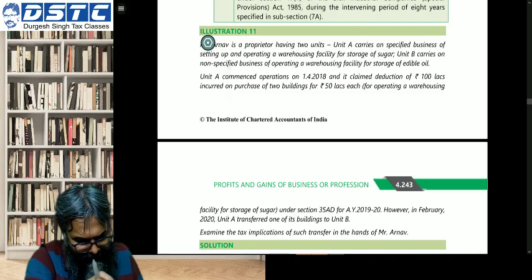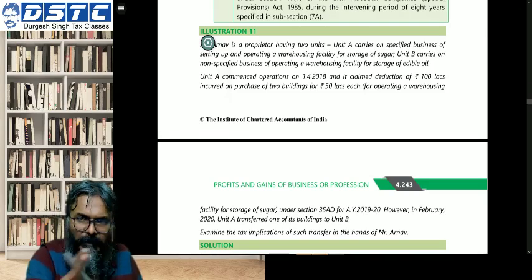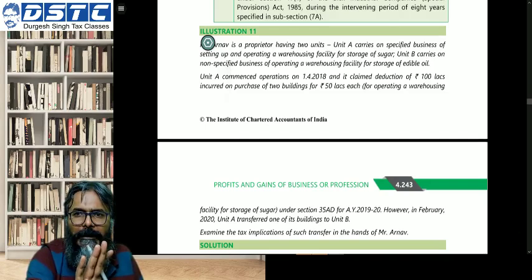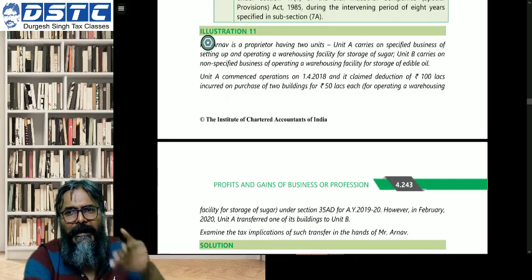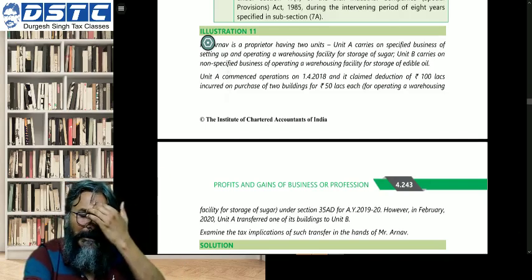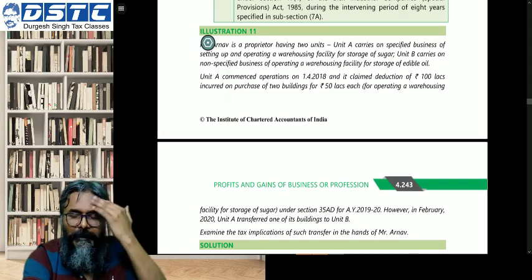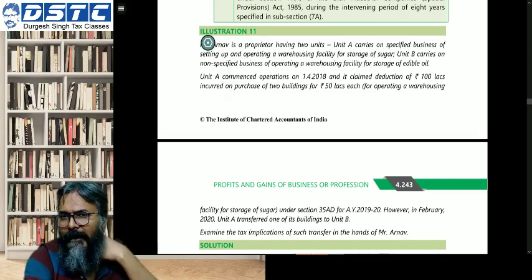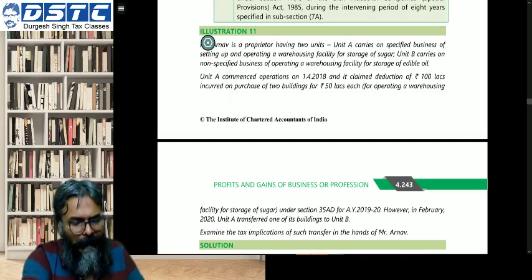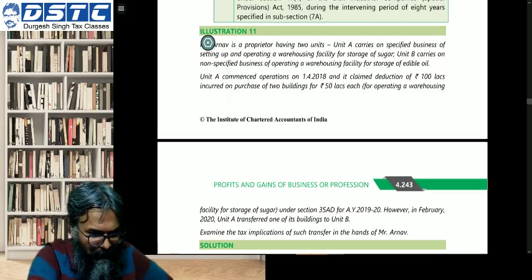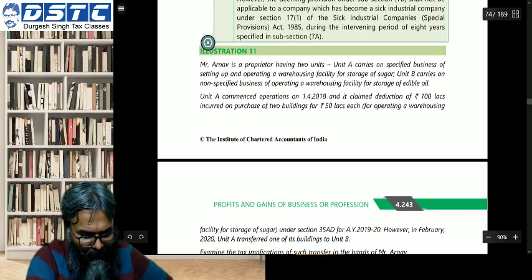And the answer is yes, it can be done. Perfect students. So this is what this particular question was all about. So 120 minus 75. Finally your answer is 45 lakhs would be your PGBP. 45 lakhs would be your final PGBP after setting off of the losses.